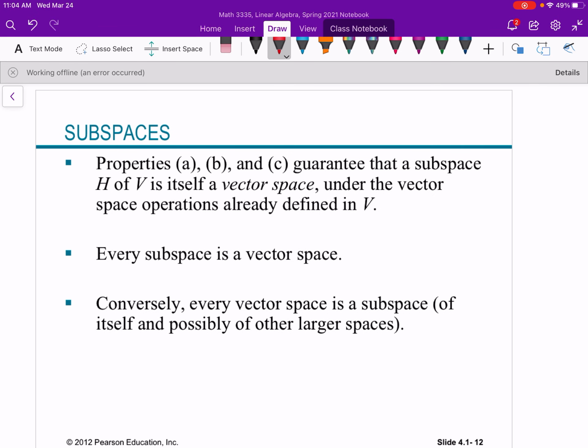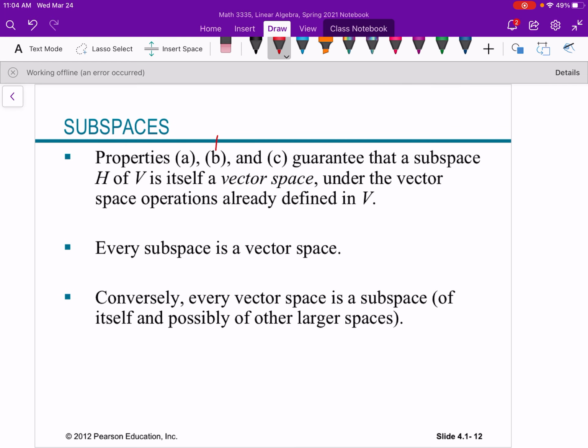Property A is that 0 belongs to this set. Property B is closed under addition. Property C is closed under scalar multiplication. These guarantee that a subspace is itself a vector space, under the vector space operations already defined in H, meaning addition and scalar multiplication. So every subspace is a vector space. Conversely, every vector space is itself a subspace.